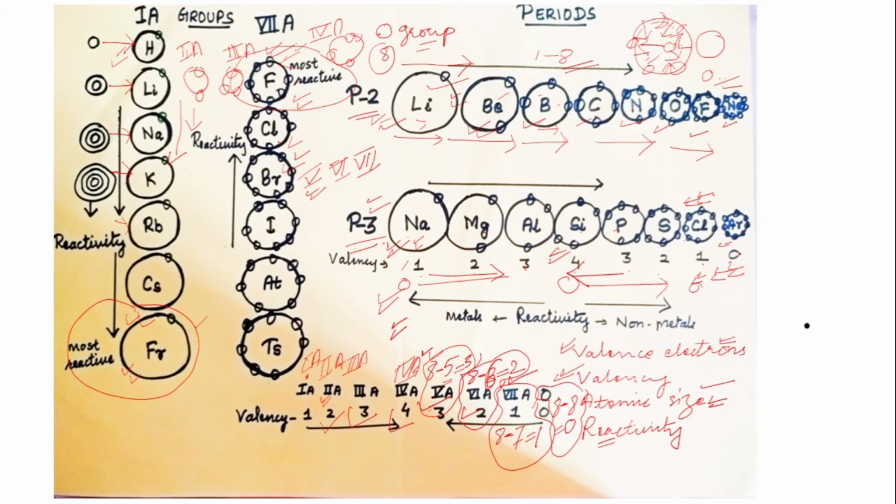Now, from this part, the common questions you get in the exam: give reason why potassium is more reactive than sodium. Potassium is more reactive than sodium because potassium has a bigger atomic size, and due to the bigger atomic size, it is easy to lose the electron to take part in a chemical reaction. So this is the answer.